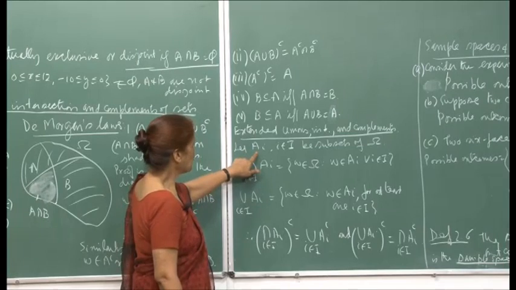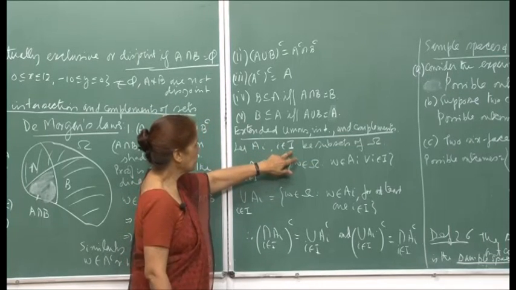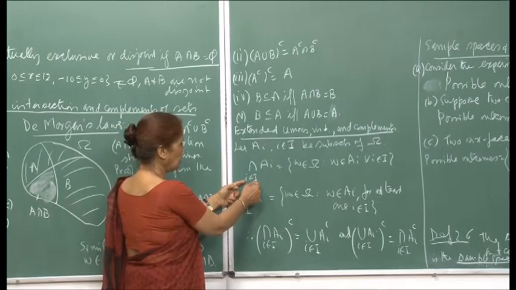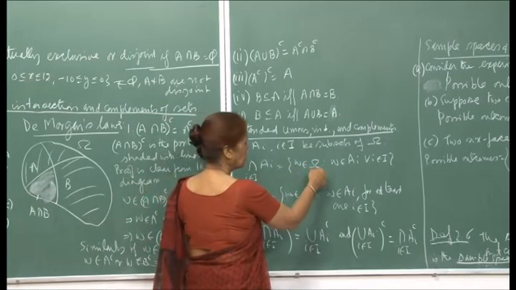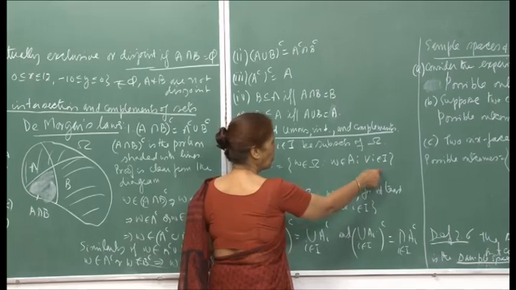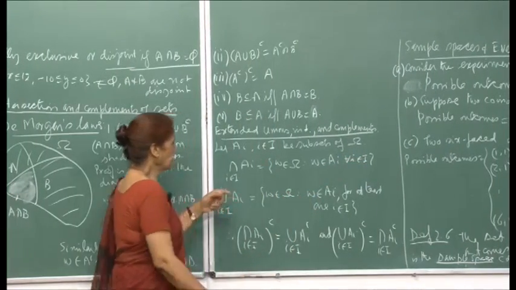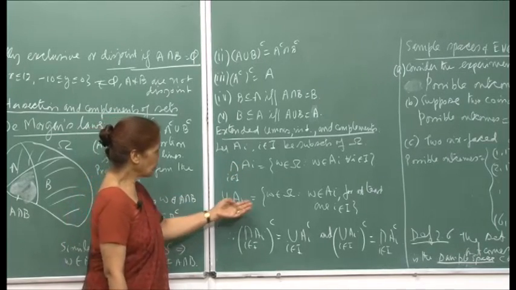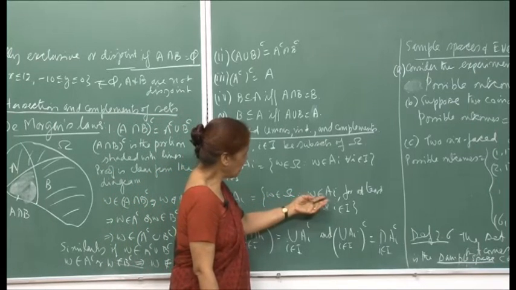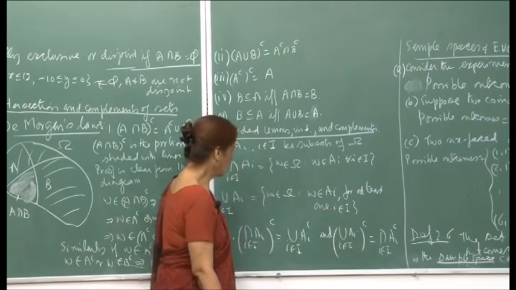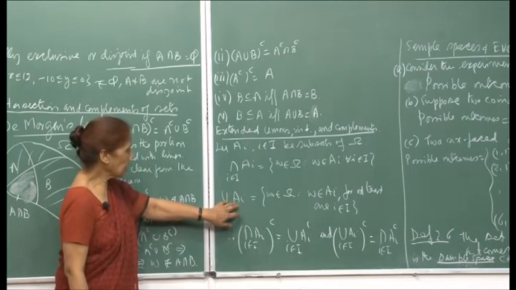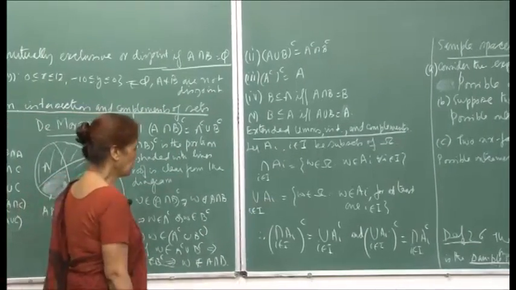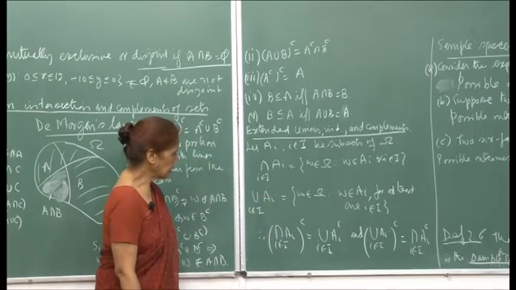Now, if all these A_i are subsets of omega, where i is in the index set I, then you can say that the intersection of all the subsets, i belonging to I, is the set of omega belonging to the universal set such that omega belongs to A_i for all i. So, if an element is present in all the A_i's, then it will be present in the intersection. And union of course would imply all omega belonging to A_i for at least one i. So, an omega belongs to the union if omega belongs to at least one of the A_i's. It can belong to more than one, but it must belong to at least one of the A_i's.